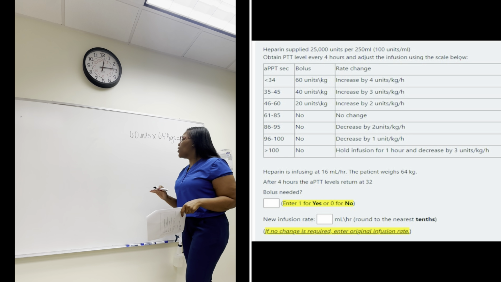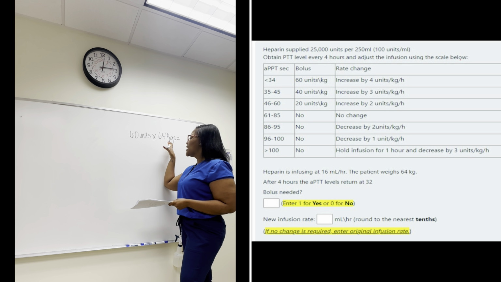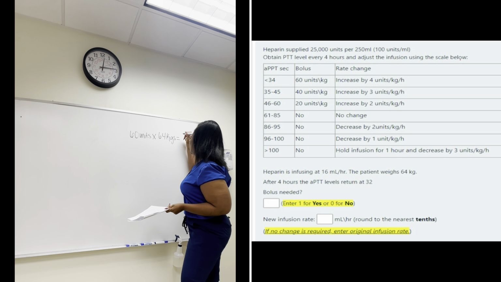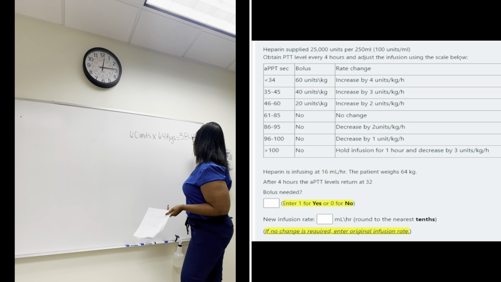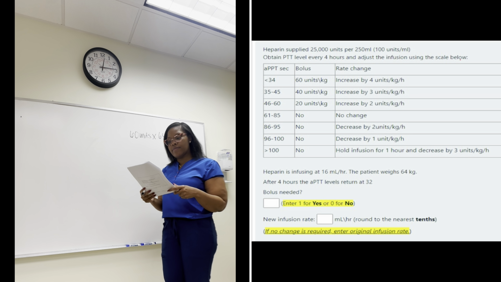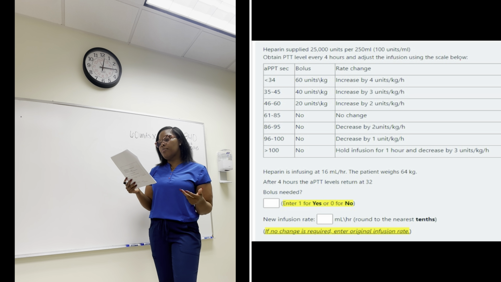All right, so all you have to do is multiply 60 units times your 64 kgs, and you get 3,840. So you would get a 3,840 unit bolus. So yes, a bolus is needed. How do we know that a bolus is needed? Because the chart said that a bolus was needed.